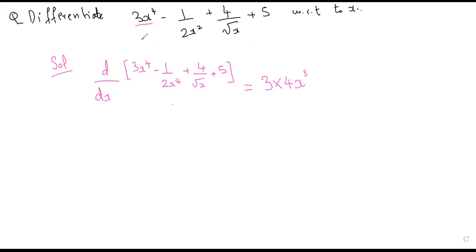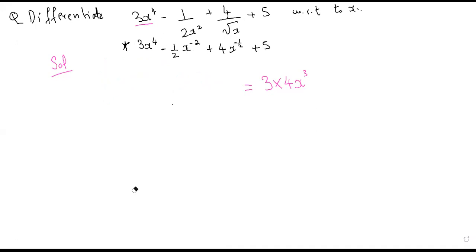So yeah, I'll first rewrite the question. It is 3x to the power 4 minus 1 by 2 x to the power minus 2 plus 4 x to the power minus 1 by 2 plus 5. I have written this again just so I have all the x in the numerator, and then I can use the power rule directly. So I'll refer to this one again and again. I'll rub this and I'll write down the derivative directly.